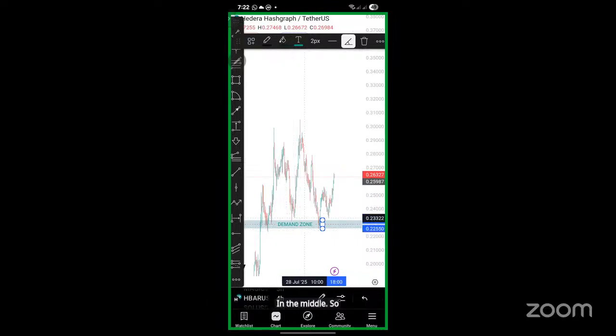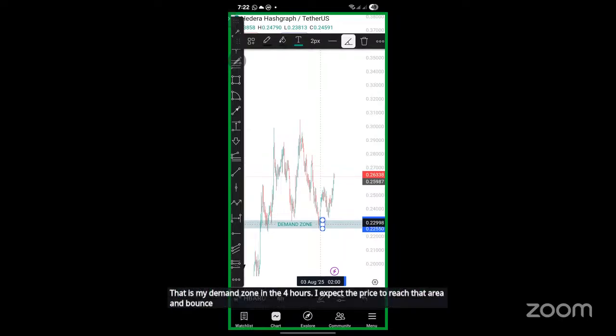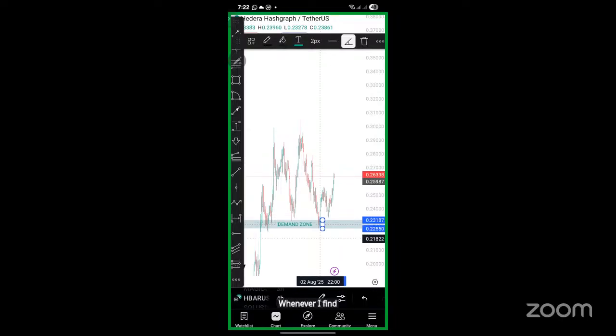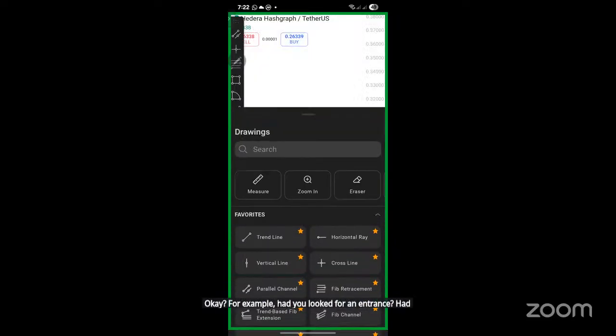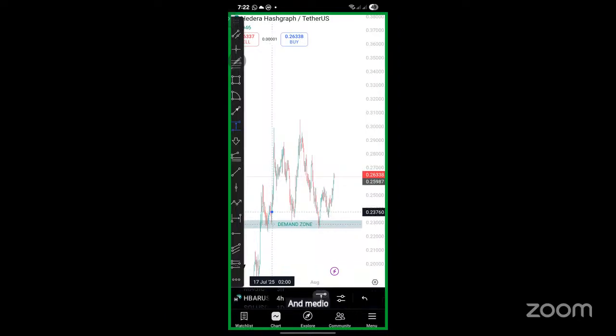So this demand zone is my demand zone in the 4 hours. I expect price to reach that area and bounce up. Whenever I find price respecting the demand zone, I will look for my entry. For example, had you seen the demand zone and made your entry around this point here, when the price bounced here, you see how far it went.